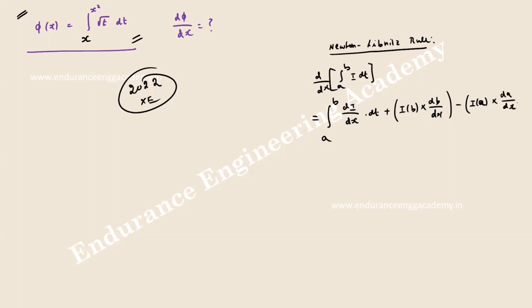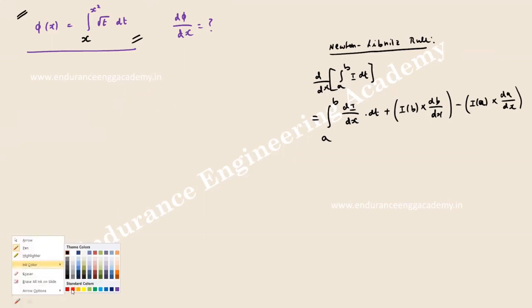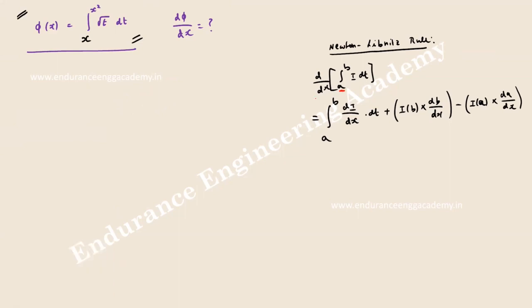d phi by dx. Right. So what does the Leibniz rule state? When I'm going to differentiate an integral, how can we solve? That is the basic idea of the Leibniz rule. So d phi by dx means I'm going to differentiate this integral. Very simple here. a and b are the lower limit and upper limit. So a is x and b is x square.